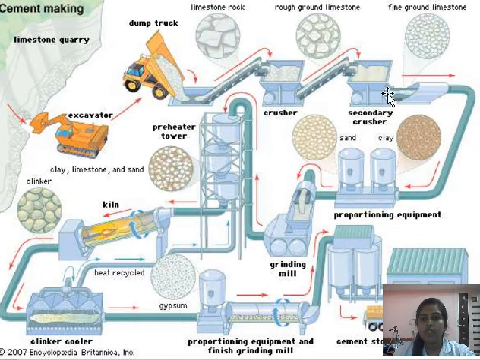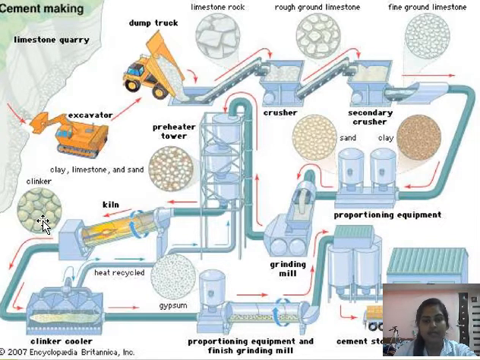Because of this wet grinding mill, the slurry is formed. The clay, sand and limestone are fed to the grinding mill, and there the slurry is formed. The slurry is fed to the preheater tower. After that, it goes to the kiln for the burning process. As a result of the burning, the clinker is produced.